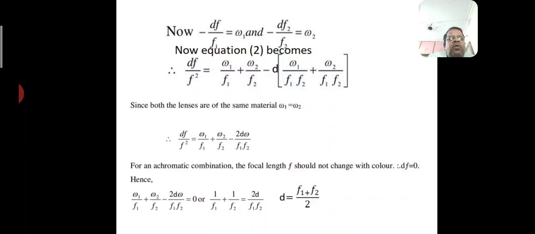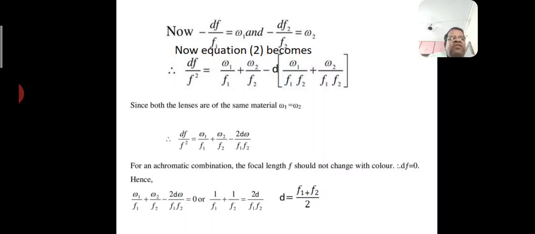Now we get 1/f1 + 1/f2 = 2d/(f1 f2). Finally we get d = (f1 f2/(f1 + f2))/2. On the left side, 1/f1 + 1/f2: if you take the LCM, we get (f1 + f2)/(f1 f2). Dropping f1 f2 from both sides, we get f1 + f2 = 2d. Therefore d = (f1 + f2)/2.